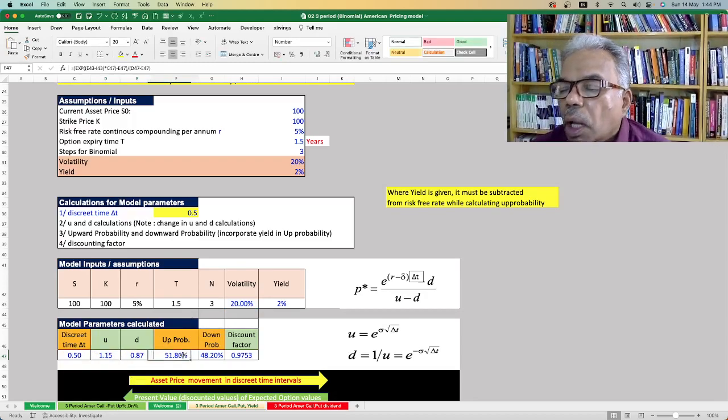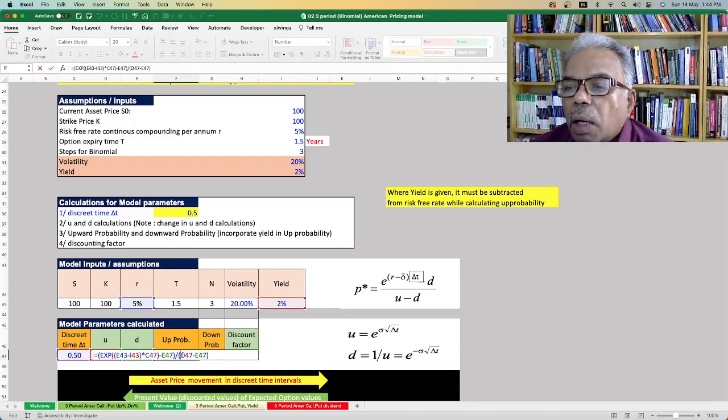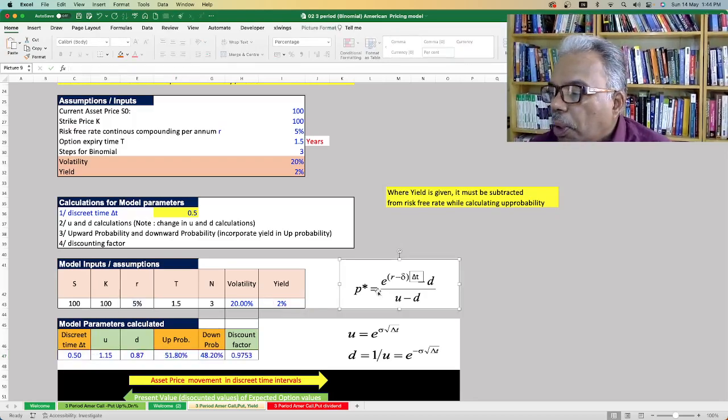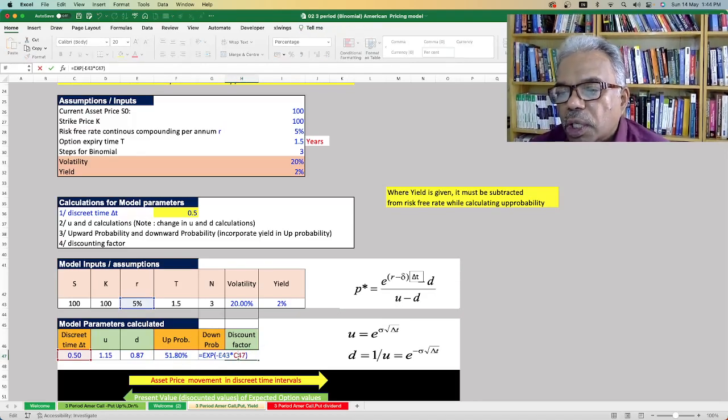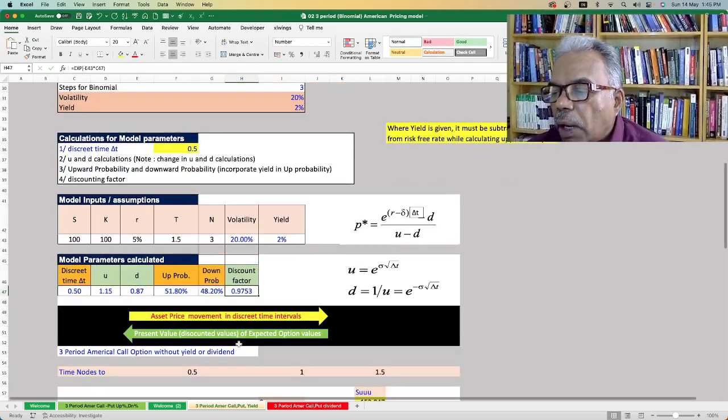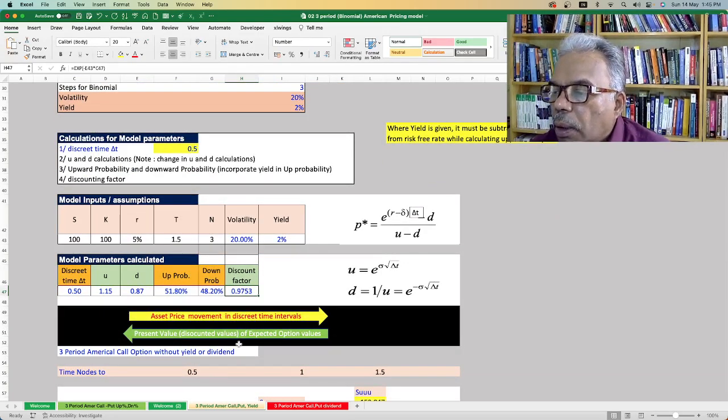Then calculate the up probability: exponential of R minus the yield, where the rate is 5%, the risk-free rate, minus the yield, 2%. Exponential of (R minus Q) into delta time, that is the discrete time, minus D, divided by U minus D. So we have calculated the up probability, and the down probability is 1 minus the up probability. For the discounting factor there is no change, exponential of minus R into T. So we have calculated the minimum required parameters for the binomial option pricing model.